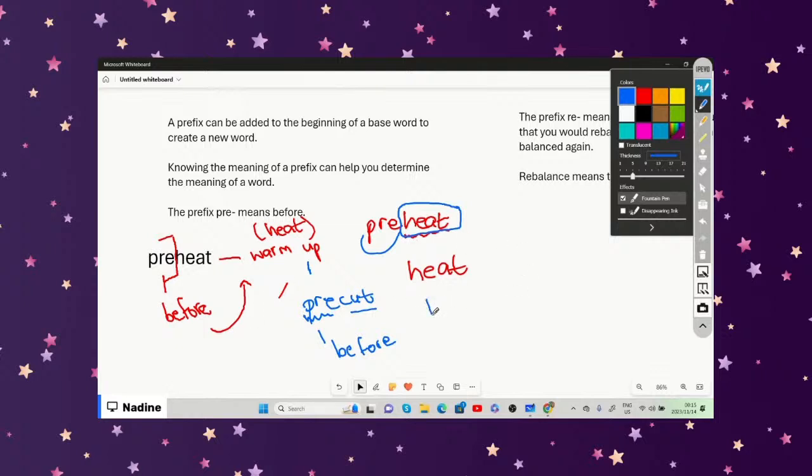Then we also have a word prepare. Prepare means that we are getting ready before something happens. Prepare is when you basically get ready before something starts. It's either before an event starts, before school, and that is prepare.